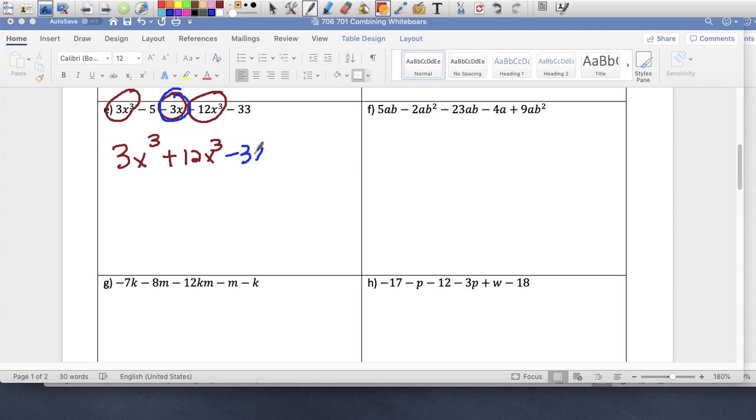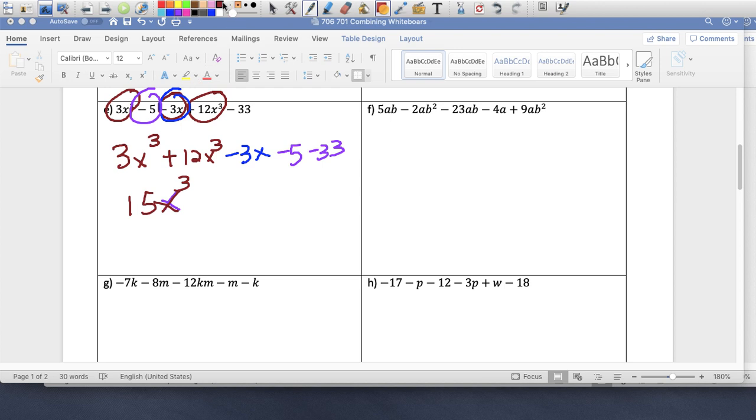Minus 3x. And then in purple, I'm going to do minus 5 and minus 33. So you can tell by colors which are like terms. So let's do the red. It's 3 plus 12, right? So it's going to be x cubed. 3 plus 12 is 15.